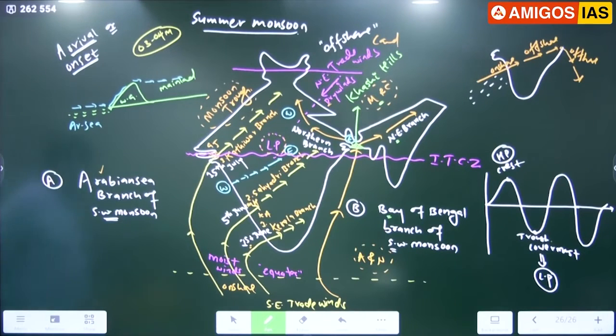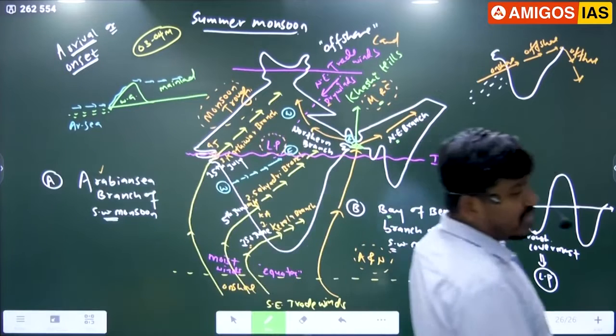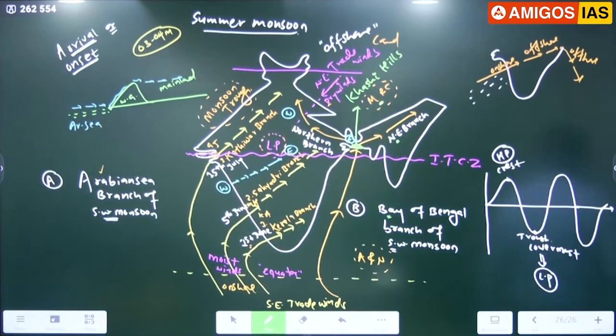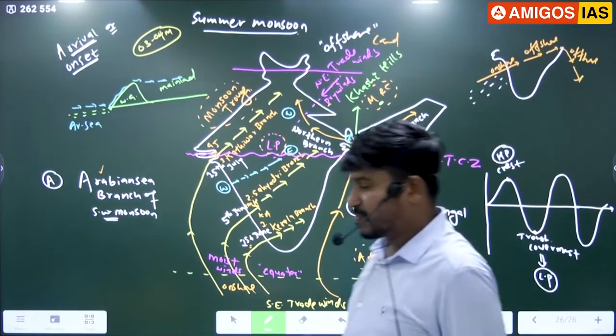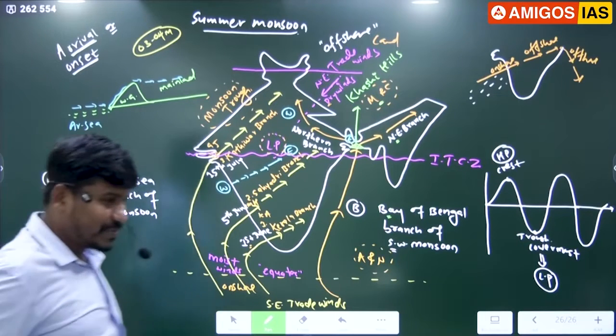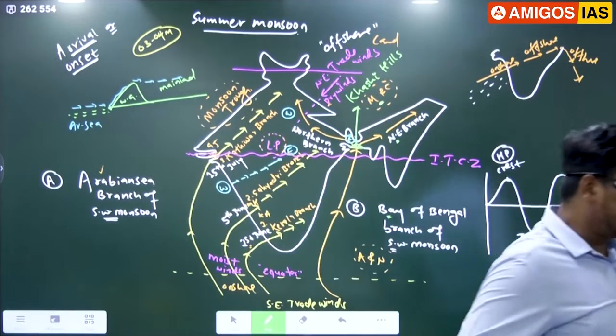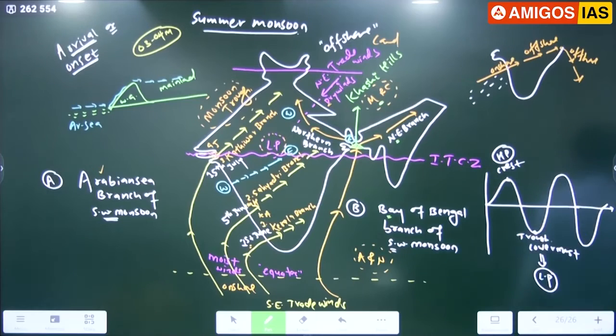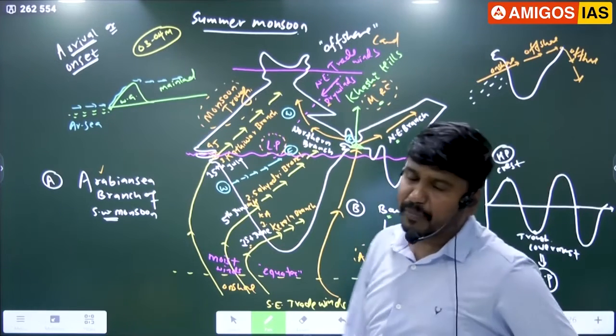Next point. Southwest monsoon enters India through two major branches. One is the SBI branch and the second is the HDFC branch. First one, write down, is A, capital A, Arabian Sea branch, and second is B, Bay of Bengal branch.